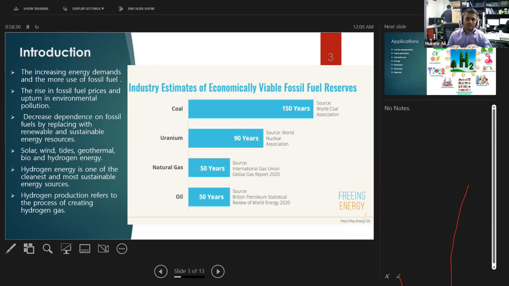But there will be a difference in efficiency. Every water can be used, but the efficiency will be different for each water. Okay, excellent.